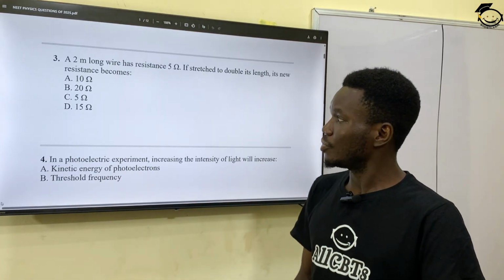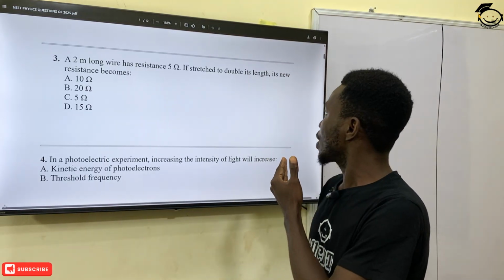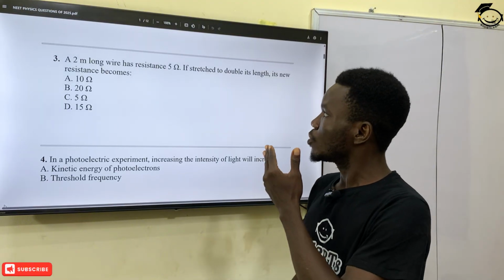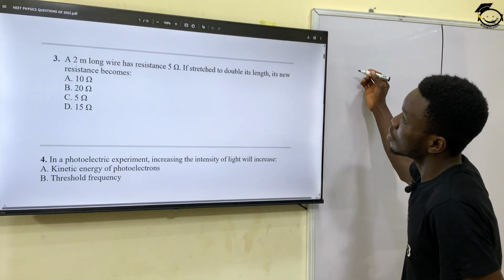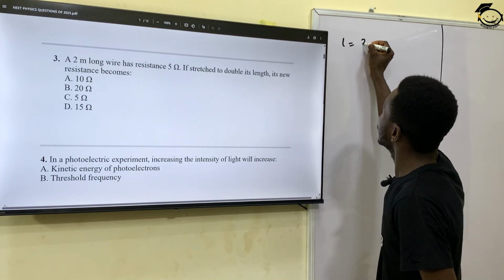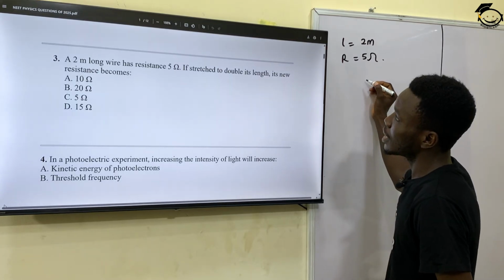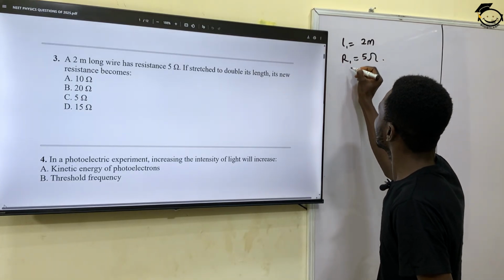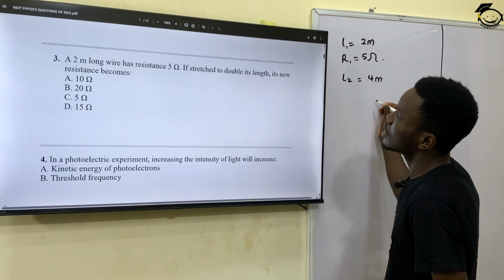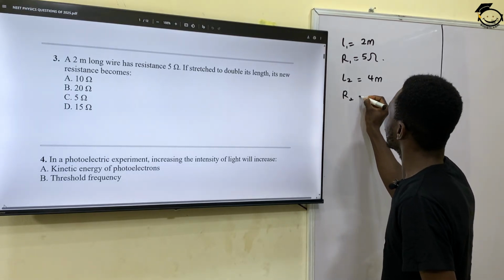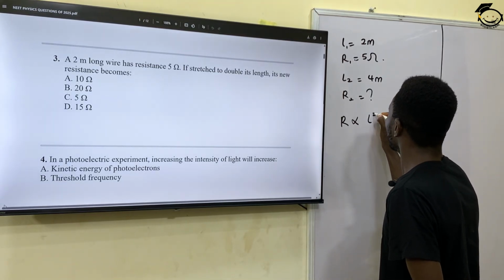So that takes us to question number 3. Question number 3 says, a 2-meter long wire has resistance 5 ohms. If stretched to double its length, its new resistance becomes what? So looking at this question, it involves calculation. We are given the length as 2 meters and the resistance as 5 ohms. Then it said that this length is doubled, so we have our L2. L2 here is twice the original length, which is 4 meters. Then its new resistance, R2, we do not know.